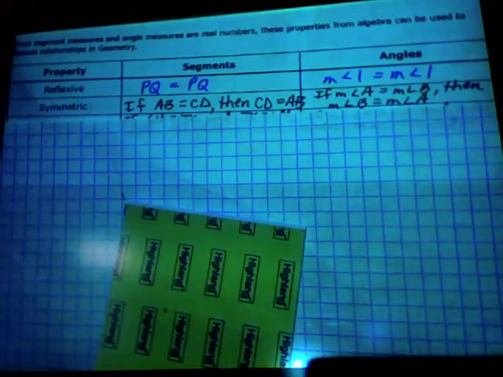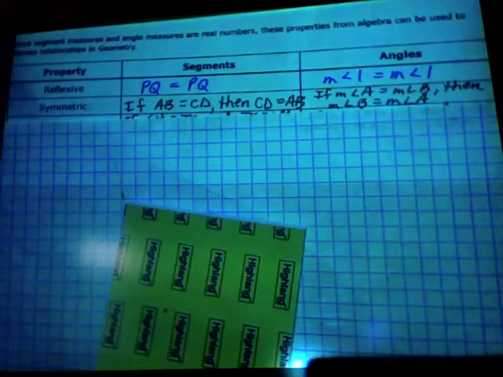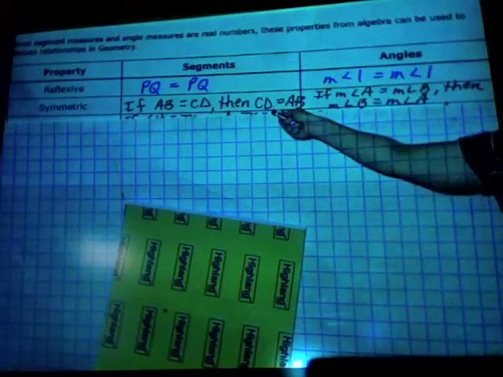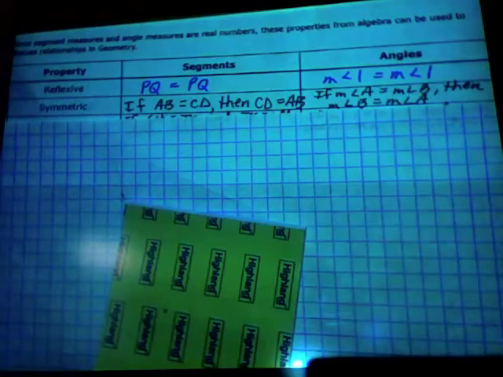Then the symmetric property, you're just flip-flopping the left and the right side of the equal sign. So if you've got AB is equal to CD, then the next statement would flip them around. CD is equal to AB. Notice that the left and the right side don't look alike. They're just flip-flopping. Same thing with angles.